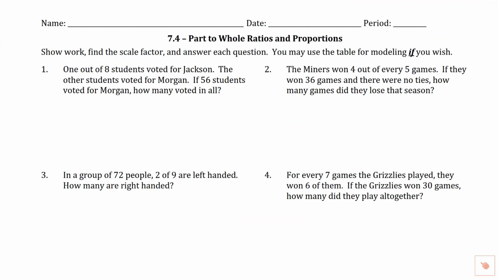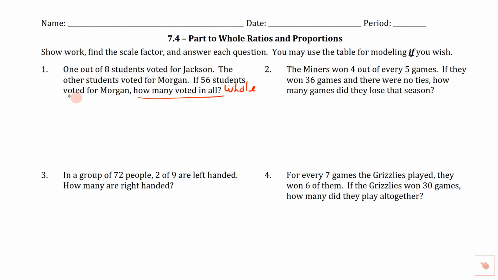So here's number 1. It says 1 out of 8 students voted for Jackson. The other students voted for Morgan. If 56 students voted for Morgan, how many voted in all? So how many voted in all? That is a question about the whole. Okay, not either one of the parts, but a question about the whole.